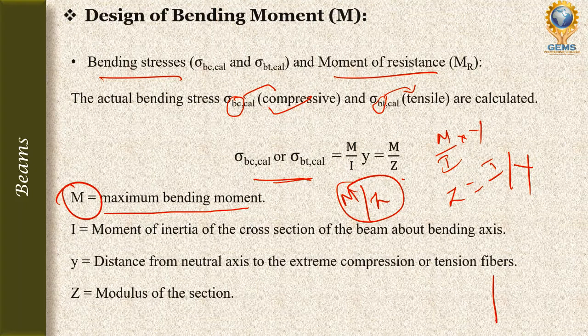So this is your beam cross section. This is your neutral axis. So y is the distance from the neutral axis to here. If it is in compression, this is the neutral axis for the compression flange. Or if you are considering the tension flange, then this will be the neutral axis to the tension flange. So y is the distance from the neutral axis and z is the modulus of section.